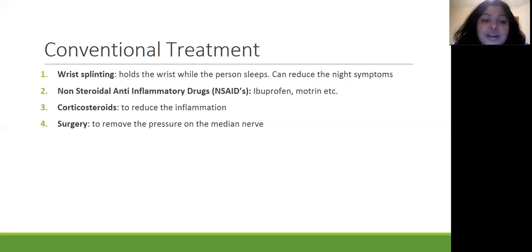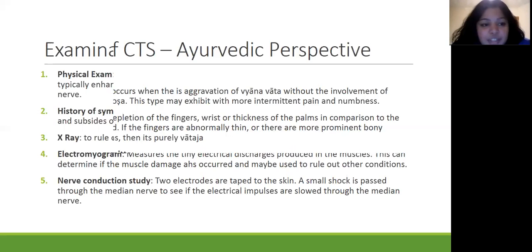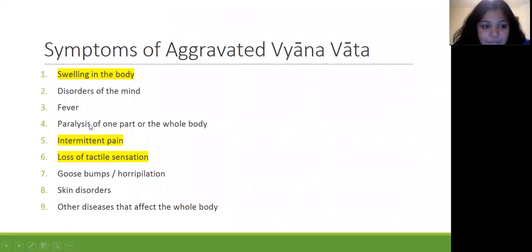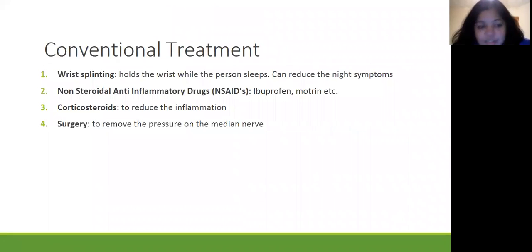Also, they may opt for surgery in very chronic states, and that is basically to remove the pressure on the median nerve. So what the surgery would do is, here, let me show you, they would incise and cut a bit of this ligament off. Once this ligament is cut, it can reduce the pressure on the median nerve, which basically opens up that tunnel that is created by this ligament, okay?